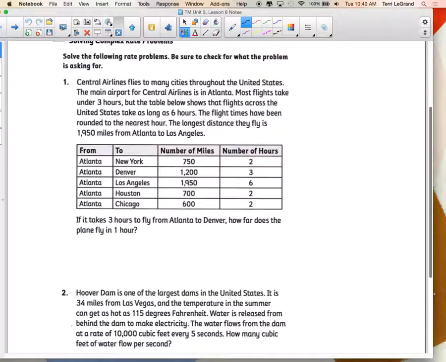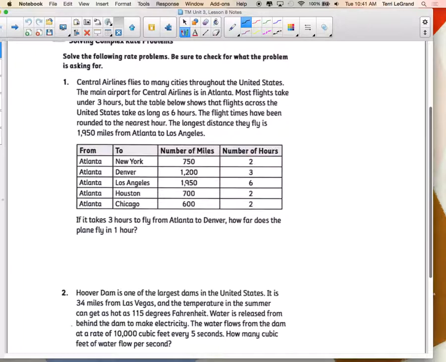What else are they giving us? What other kind of information are they giving us? Okay, the number of miles from Atlanta to that destination, and the number of hours it takes them to get there, the flight. And did they say something about doing some rounding? Anybody catch that? Harlan? Flight times have been rounded to the nearest hour.